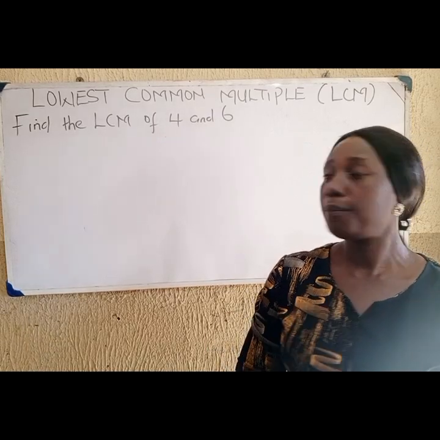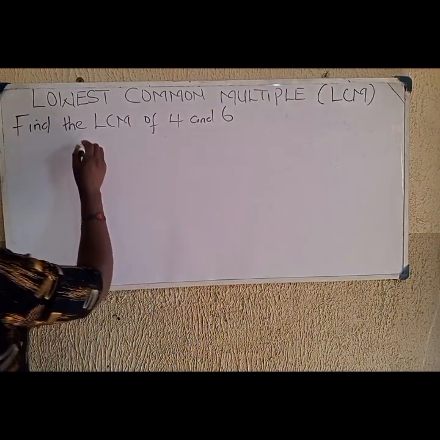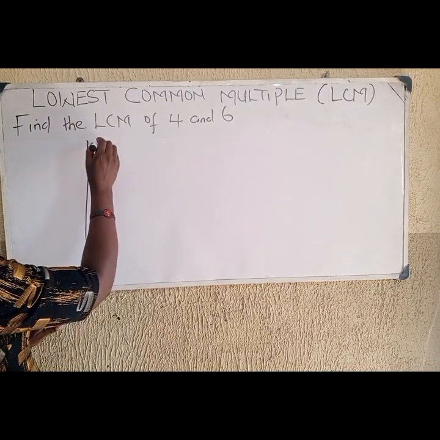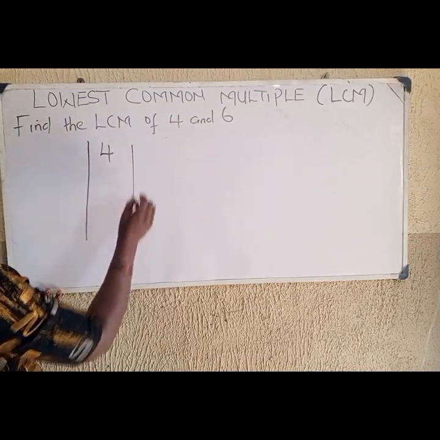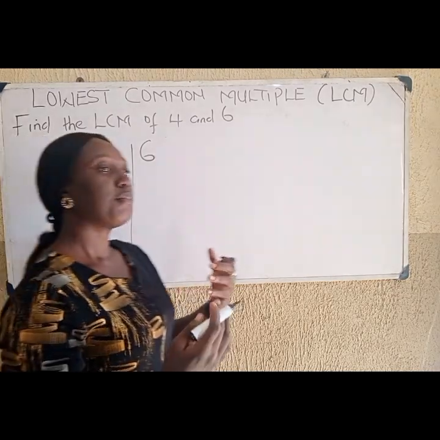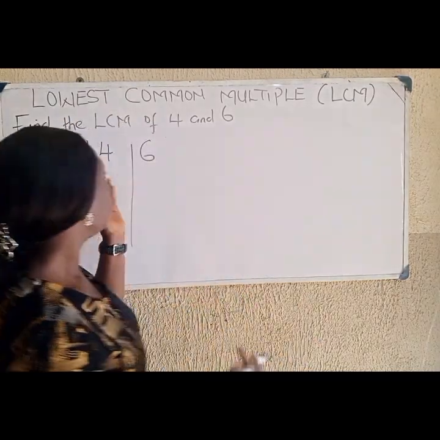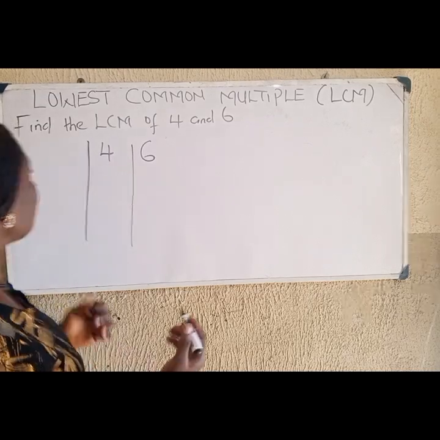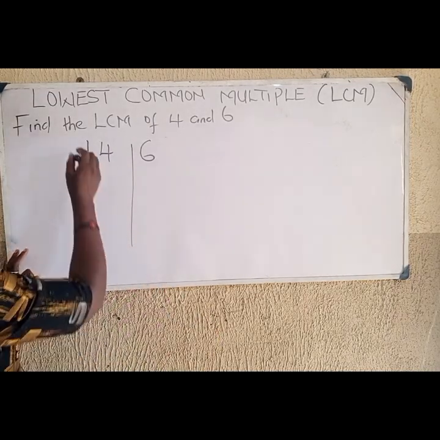So we can also use another method in finding the LCM of any given numbers. Now we have something like this, 4 and 6. So we can use prime numbers to divide the numbers. The least prime number we are going to pick is 2.